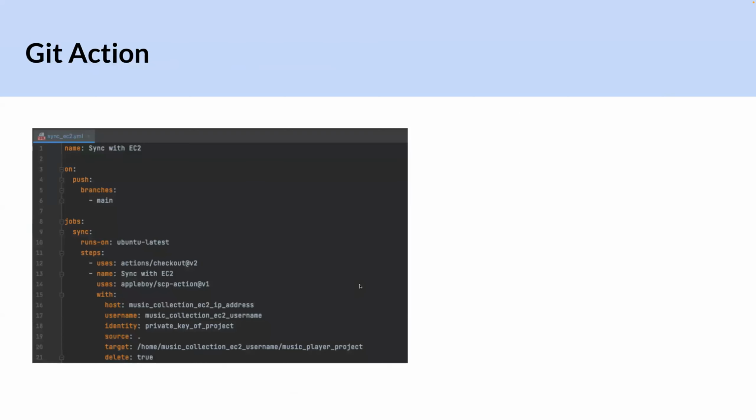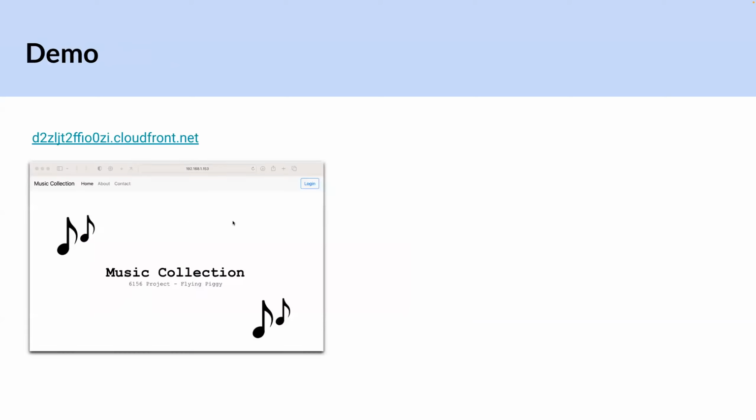For GitHub Actions, we implemented it so that when there is a file pushed to the main branch, GitHub Actions will automatically deploy to EC2. Then here is our demo.